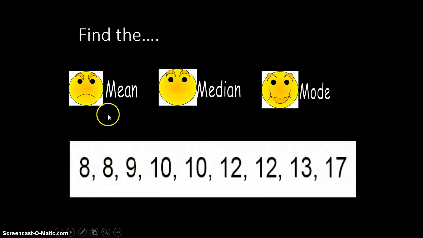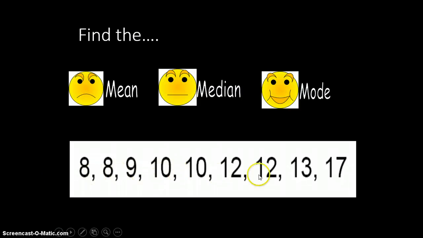All right. We're going to do the same thing for this data. Everything's in order for us, so that's kind of nice. The mean, adding all those numbers up might take some time. So adding these up, I have 8, 16, and 9 is 25, 35, 45, 57, 69, 82, and 82 and 10 is 92, and 7 is 99.